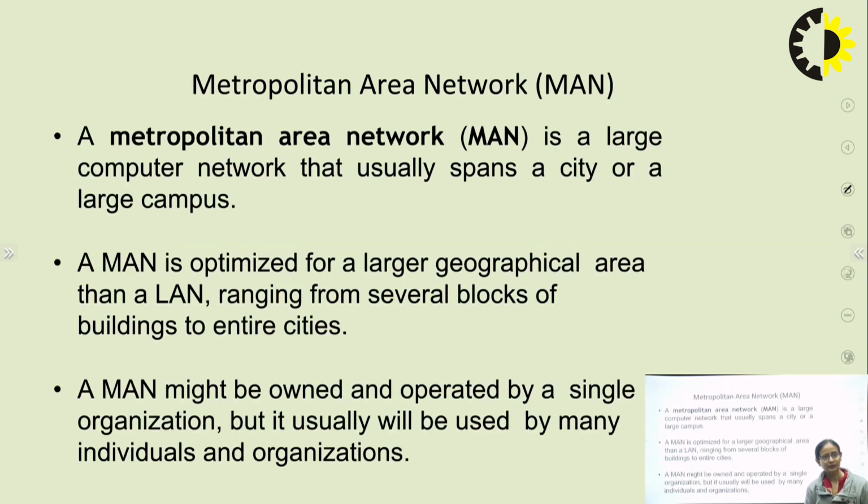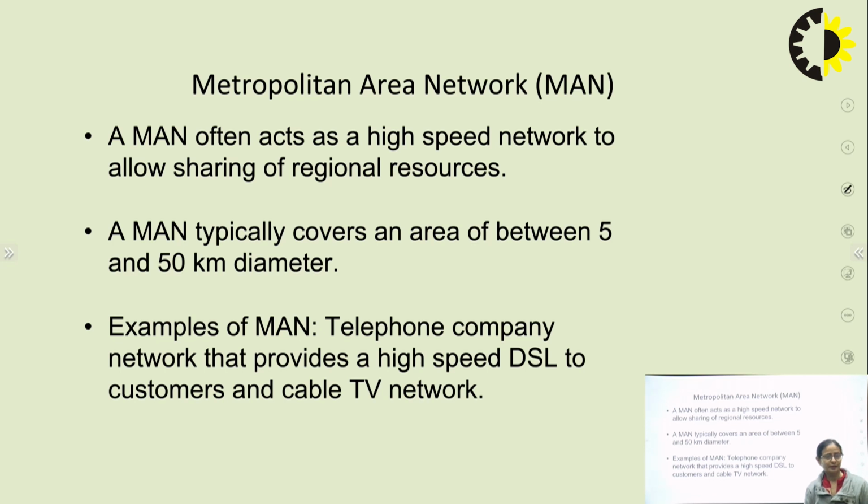Another category is MAN, that is Metropolitan Area Network. It is a large computer network that usually spans a city or a large campus. Its area is bigger than a LAN, but still smaller than a WAN. It is optimized for a larger geographical area than a LAN, ranging from several blocks of buildings to entire cities. A MAN might be owned and operated by a single organization, but it usually will be used by many individuals and organizations. It depends upon what kind of MAN you want to construct. It often acts as a high-speed network to allow the sharing of regional resources.